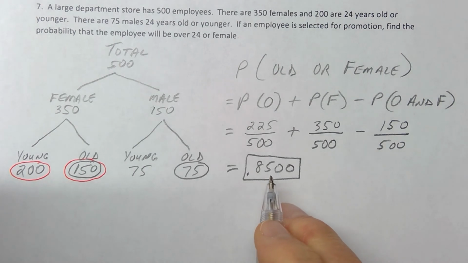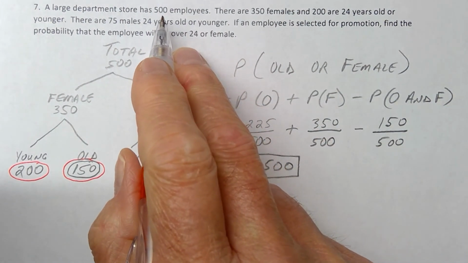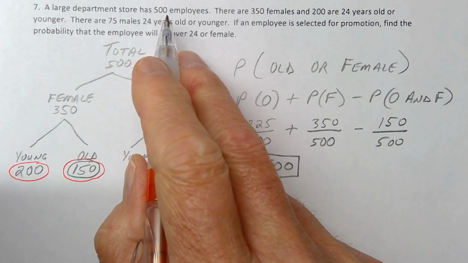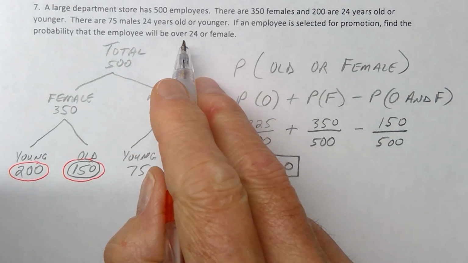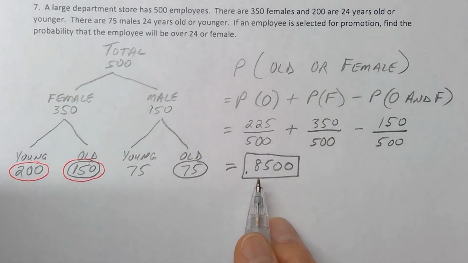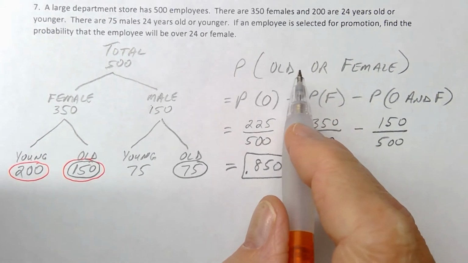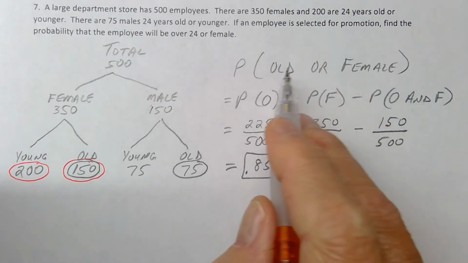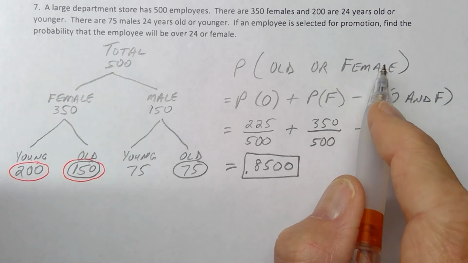All right, so we wind up at about an 85% chance of winning. So if this was a game and there was 500 names in the hat, and you won the game if you picked out somebody who was old or female, what's your chance of winning? You have an 85% chance of winning. You have an 85% chance of picking out somebody who is either over 24 or female.